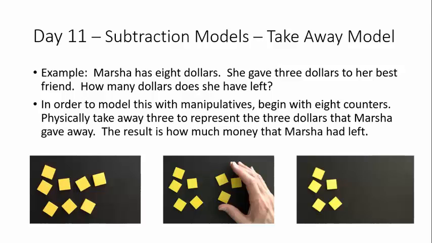Sometimes it's necessary to model with manipulatives. And the takeaway model is literally done by taking away. So you build the minuend. So in this case, Marcia has $8. We'll put out 8 square tiles. The subtrahend is 3. We literally take them away. And the difference is what is left.